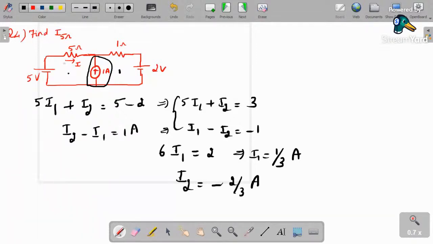Okay, so we assumed that current I1 flows here and current I2 flows in this loop. So here I1 and the current through the resistor are the same. So what is the answer? It is 1 by 3 ampere. So this is the required current through the 5 ohm resistor. This is equal to I1 itself.